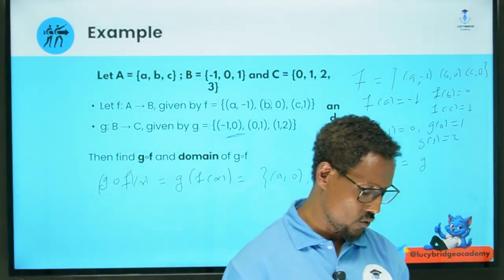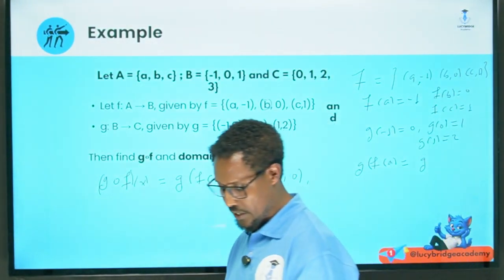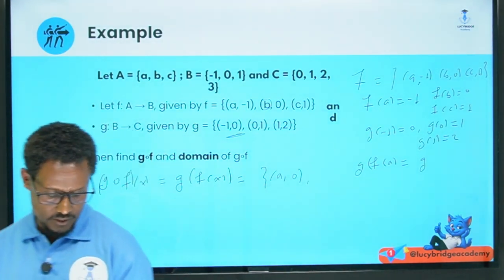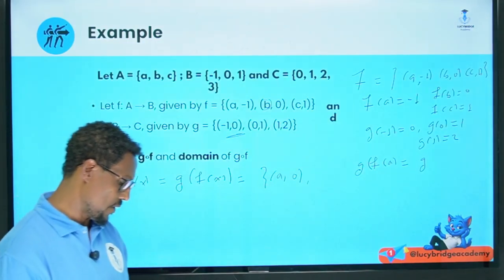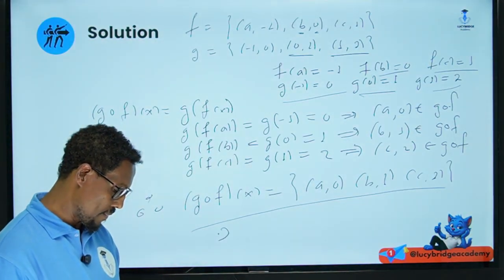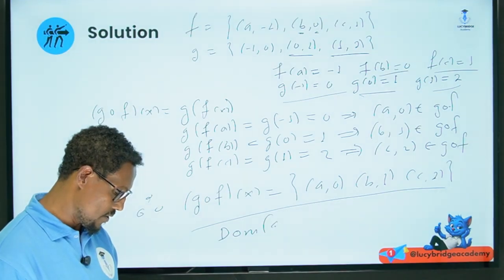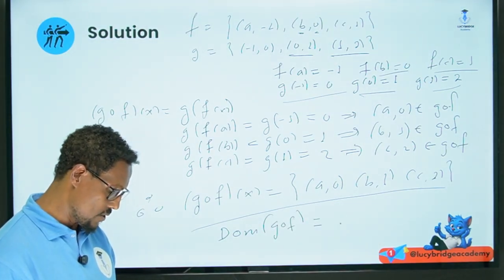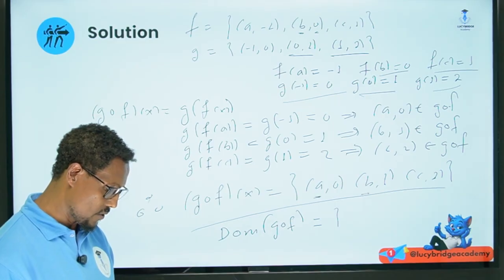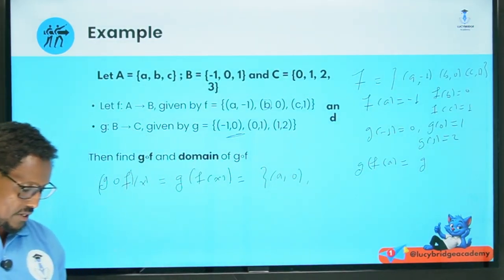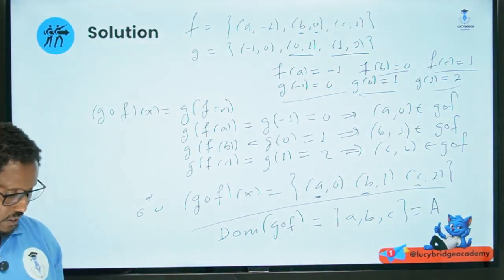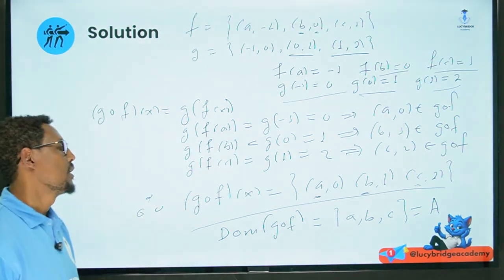Again, we are also asked to find the domain of G circle F, G of F of X. So the domain of G circle F is equal to all x values. What are they? A, B, and C. So this is the domain of G circle F.